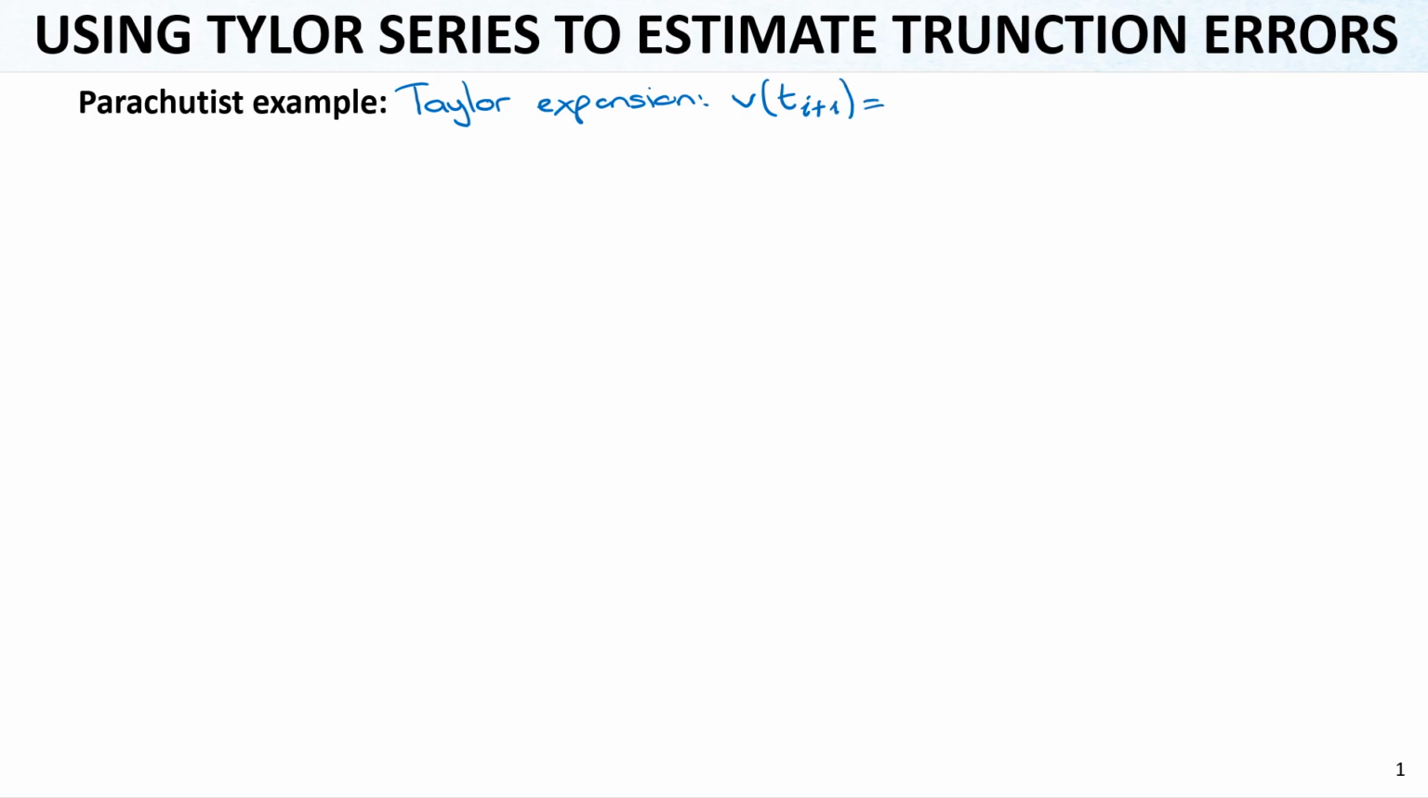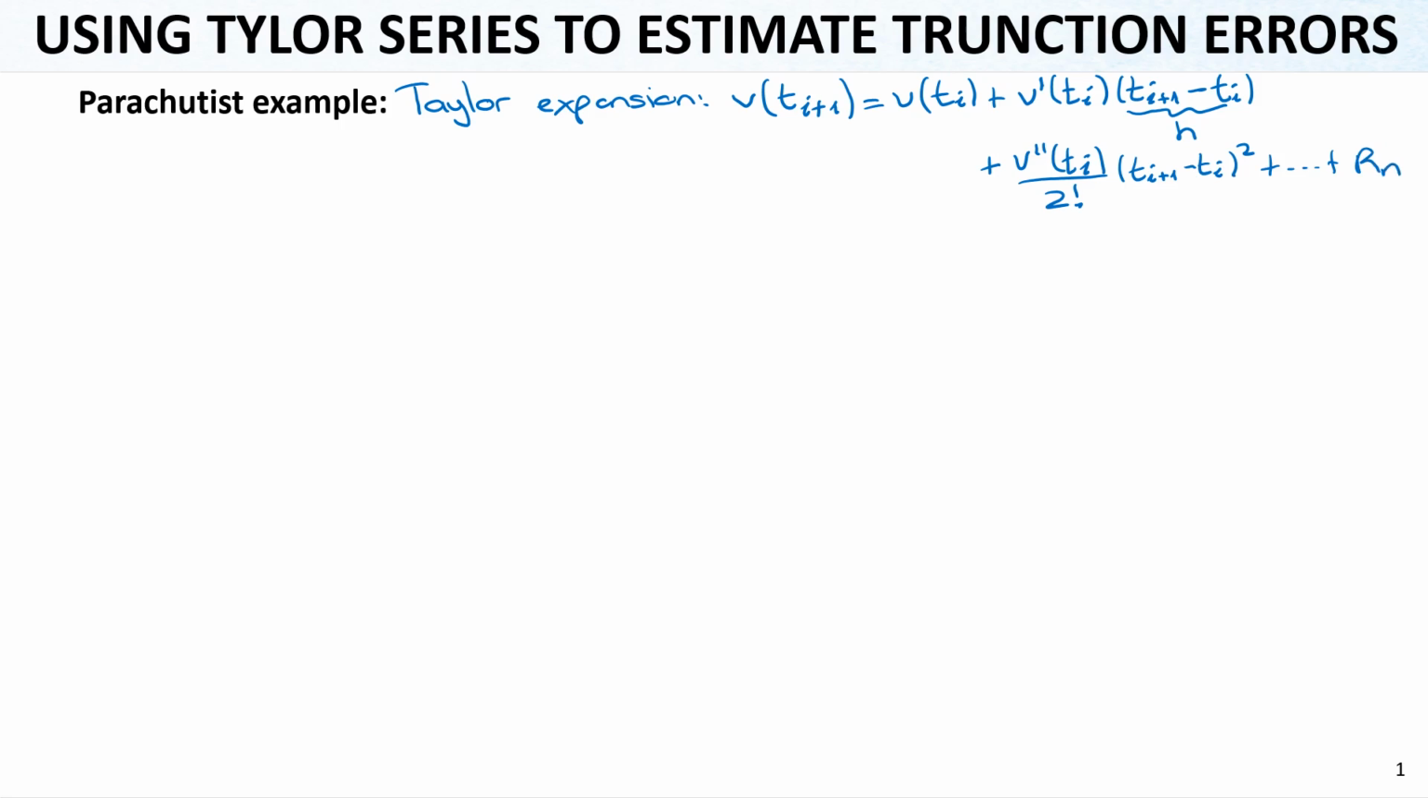V of t(i+1) is equivalent to V(ti), the first value, plus the derivative, the second term, the derivative of the velocity function, times the step size. The step size we already defined in the parachutist example as t(i+1) minus ti, just the h value here, plus in the next term we have the second derivative over 2 factorial, and h squared. h is again t(i+1) minus ti, squared. If we continue and cut at some point, we will have the remainder term, Rn.